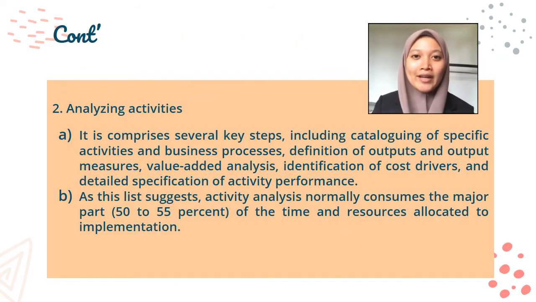The second major part of an ABM implementation is the second phase, which is analyzing activities. During this phase, there are several key steps including cataloging of specific activities and business processes, definition of outputs and output measures, value-added analysis, identification of cost drivers, and the detailed specification of activity performance. In order to get all of the details and all of the suggested lists, the management normally consumes the major part, which is 50 to 55% of the total time and resources allocated to implementation, because during this phase the management should do more research in order to analyze the activities.